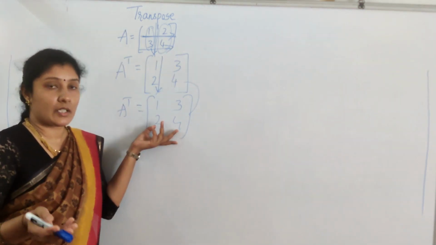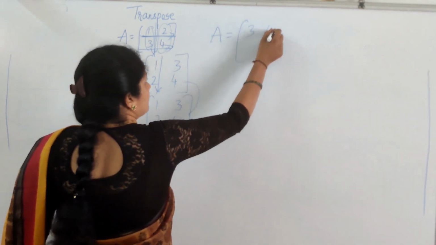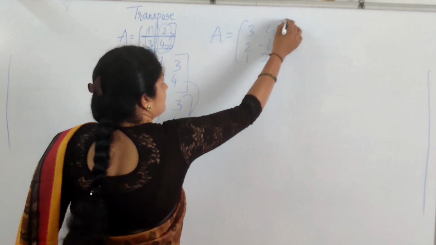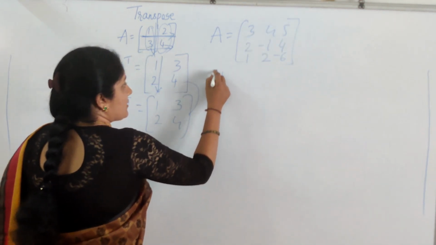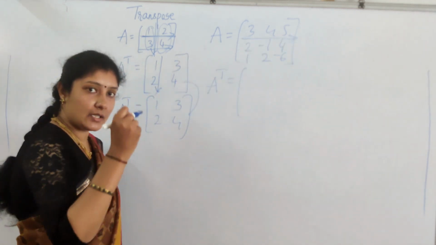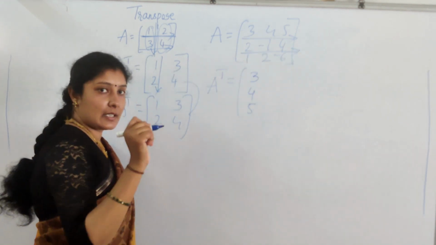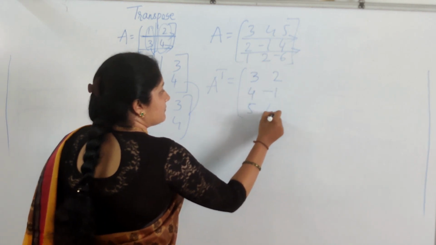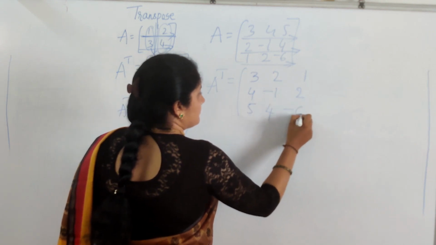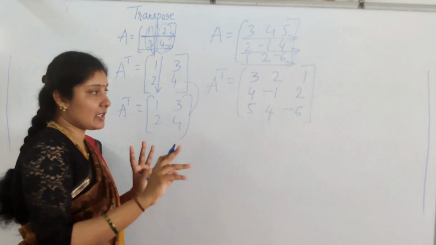Let us consider a 3 into 3 matrix. Now, how to write transpose of this matrix? Write the first row as first column, second row as second column, third row as third column. So this is nothing but the transpose of the matrix.